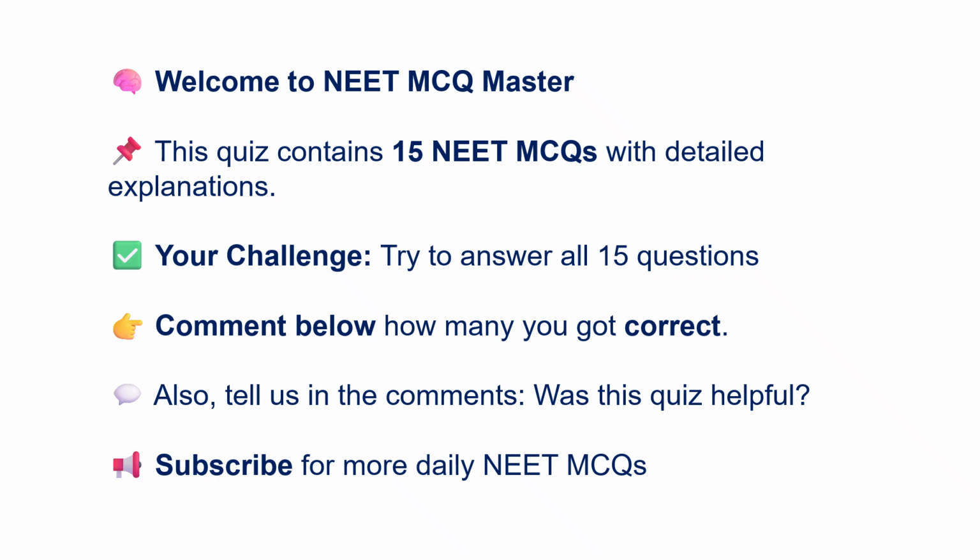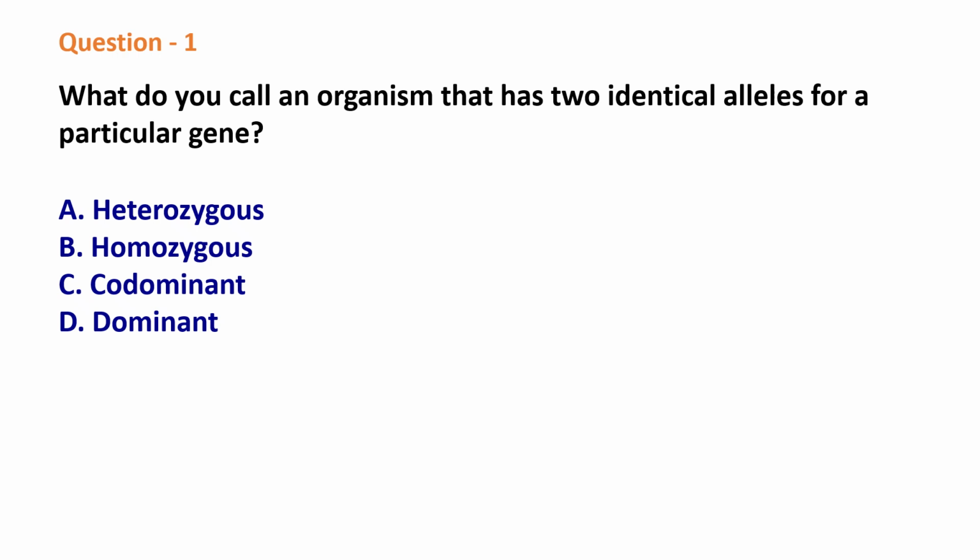This session contains 15 NEET MCQs with their explanations. Question 1. What do you call an organism that has two identical alleles for a particular gene? Options: heterozygous, homozygous, codominant, dominant. The correct answer is homozygous.